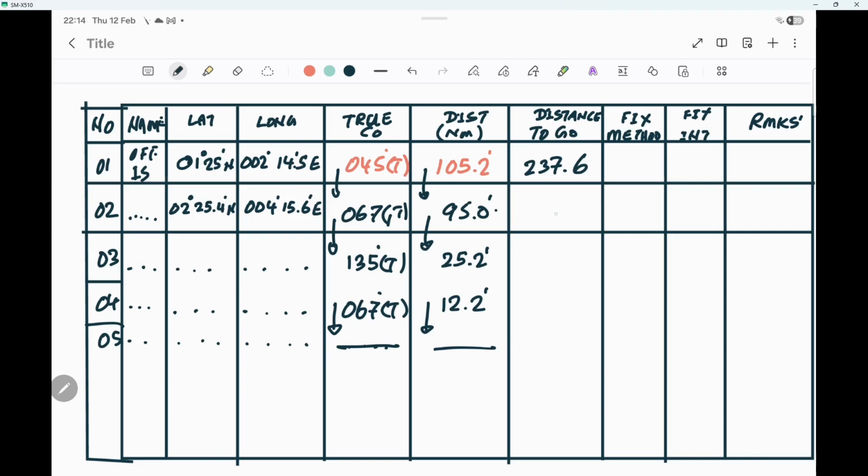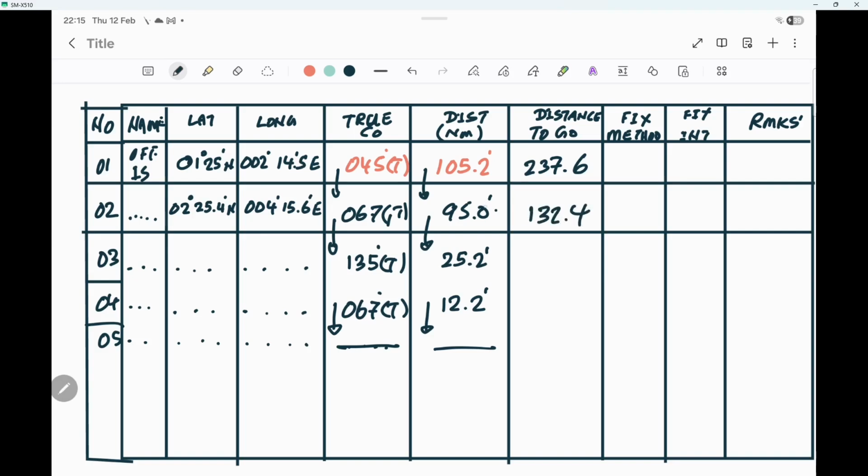Now look at the logic. The logic is, from waypoint 2 to waypoint 5, how much distance remaining? Waypoint 2 to waypoint 5. Please write down the answer. I need to see what is the answer that is coming. So distance to go from waypoint 2 to waypoint 5, how much would it be? Exactly, yes. 132.4.